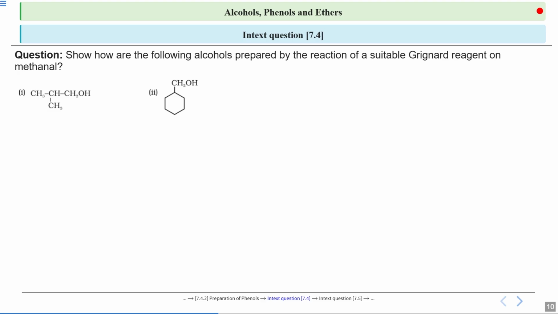So the two alcohols given are, first, CH3CHCH3CH2OH. This is a primary alcohol. The second alcohol is actually cyclohexane, over which you have CH2OH. So you have to tell how you will prepare these alcohols by a suitable Grignard reagent reaction with methanol.